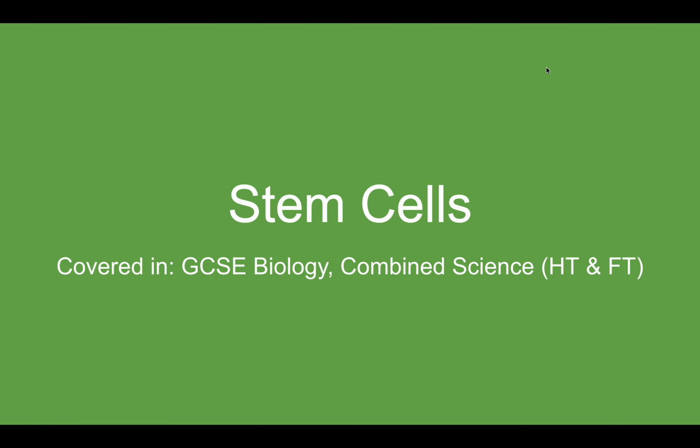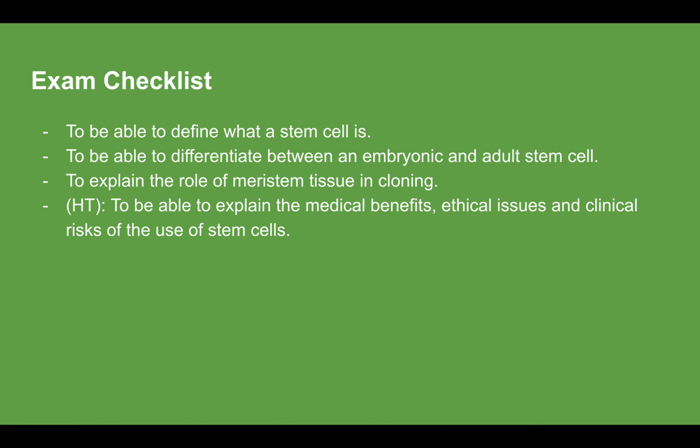In this video, we're going to be covering the topic of stem cells, which is covered in Topic 1, Cell Biology. This is required in GCSE Biology and Combined Science Higher and Foundation. By the end of this video, you should be able to define what a stem cell is, be able to differentiate between an embryonic and adult stem cell, explain the role of meristem tissue in cloning, and if you're a higher tier student, you should be able to explain the medical benefits, ethical issues, and clinical risks of the use of stem cells by the end of this video.